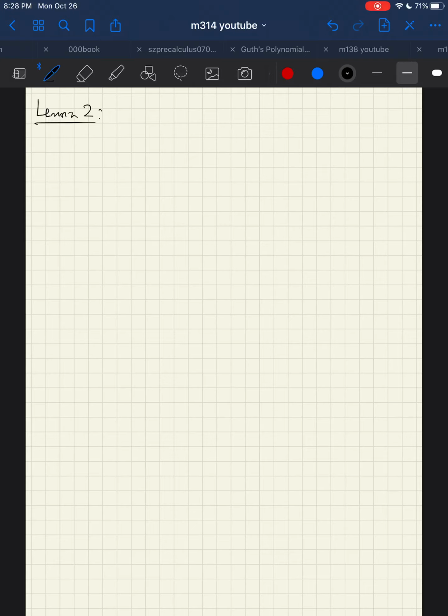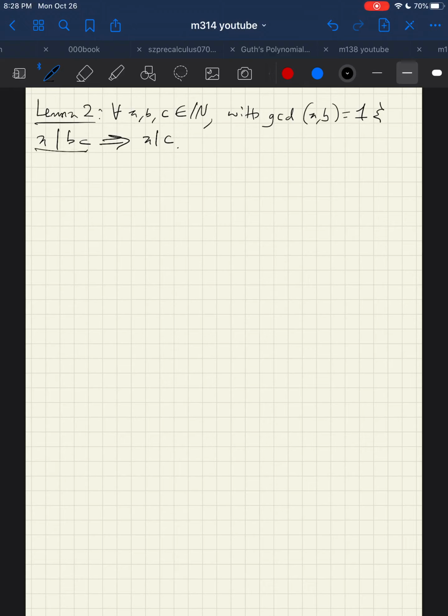So lemma 2 says, for any natural numbers a, b, and c with the GCD of a and b equal to 1 and a dividing bc, that means that a divides c. The basic idea is if a divides bc, and a doesn't divide b, that is, a is co-prime to b, then all of a's factors must have lived in c. So that is, a divides c. All right, let's prove this lemma.